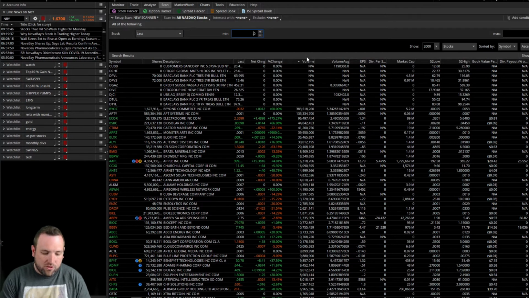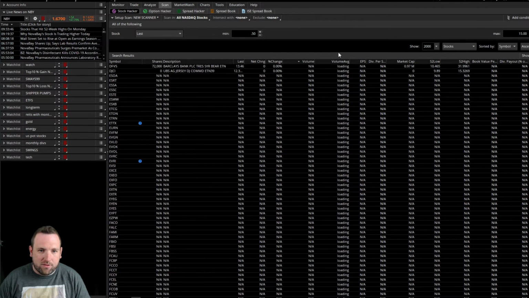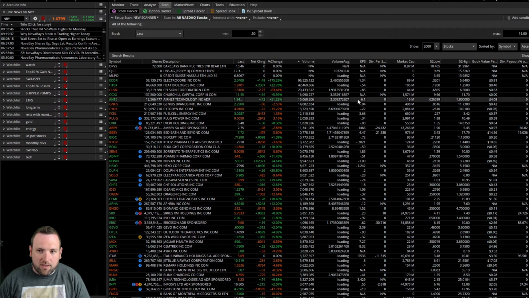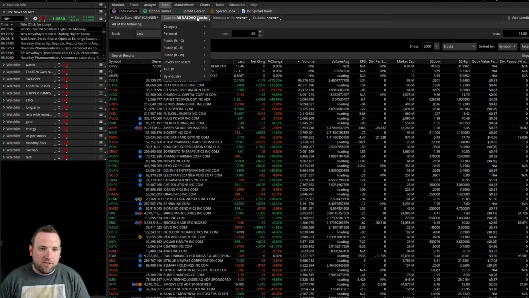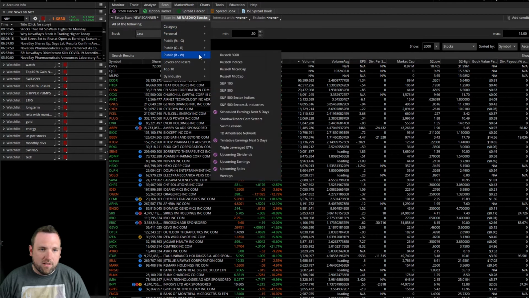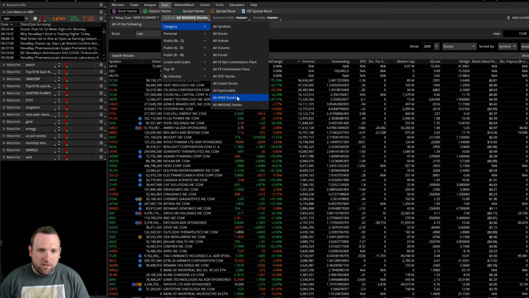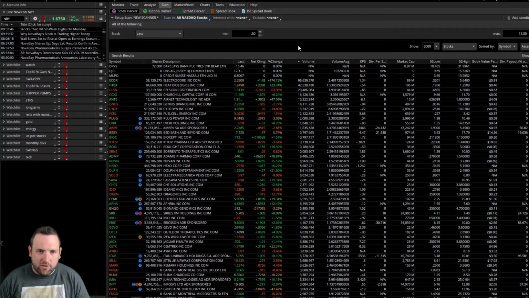I like to scan for stocks between the price of 50 cents and $15. So we have that in there. We can scan that, and we can see what pops up. We got a whole lot of stocks right here. One thing you do want to do before you finish your scan is make sure this is on 2000. And then I also have the scan in all NASDAQ stocks. So you click scan in all NASDAQ stocks right here, and you can also scan in NYSE stocks as well.